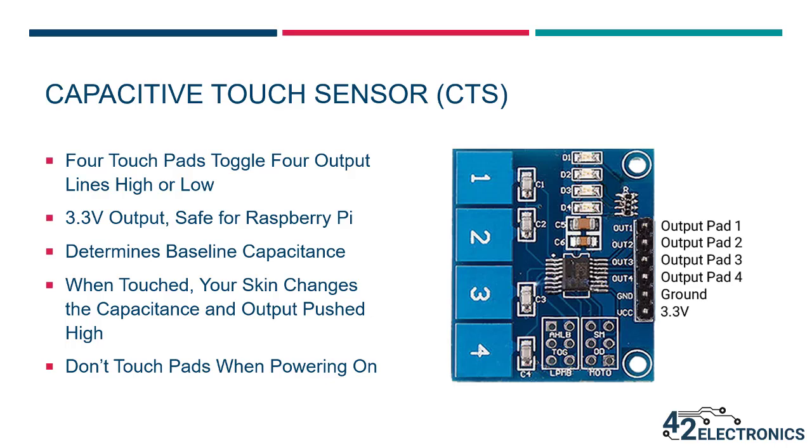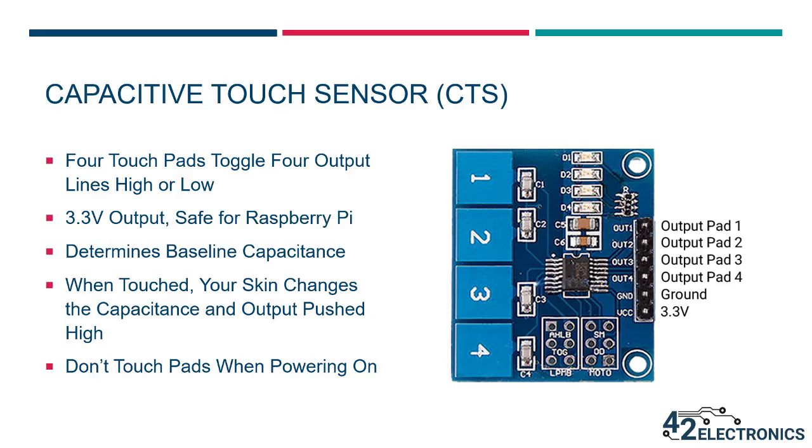This model of sensor can run on the 3.3 volt supply provided by your Raspberry Pi, and this means that the output lines from the capacitive touch sensor will not exceed 3.3 volts, making them safe to connect directly to the GPIO pins on your Pi. When 3.3 volts and ground are initially applied to the sensor, it will determine the baseline capacitance of the 4 input pads.